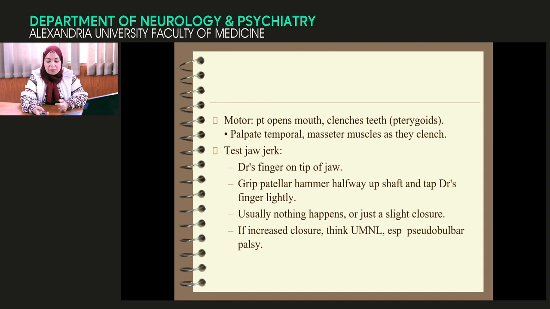What is pseudobulbar palsy? It is a bilateral pyramidal lesion above the level of the pons. Why bilateral? Because all cranial nerves are bilaterally supplied, except the facial nerve, which has a special consideration. We will speak about it later. But all cranial nerves are bilaterally supplied by corticonuclear fibers. So to have an exaggerated jaw jerk, there must be a bilateral lesion to lose the function.